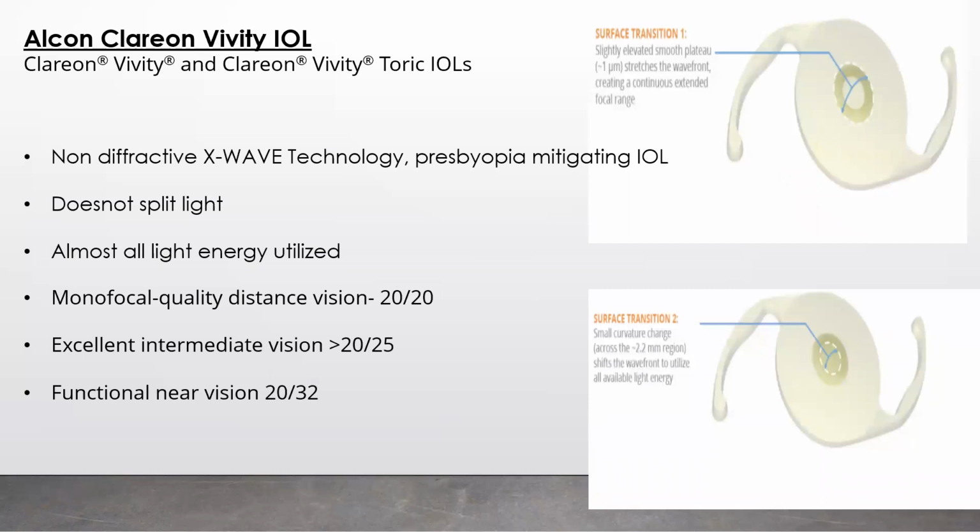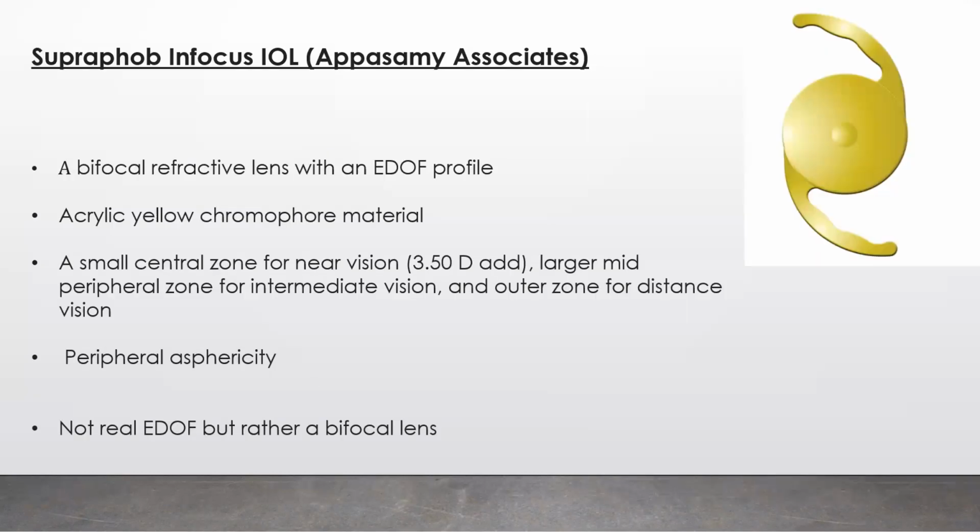Next is the Alcon lens. This seems to be very different. It's almost like a refractive multifocal with a central zone for near, then an intermediate zone, and then an outer zone for distance. So I don't know whether we can actually call it EDOF. They may be calling it an EDOF design because they're trying to compare it to maybe Vivity or something.